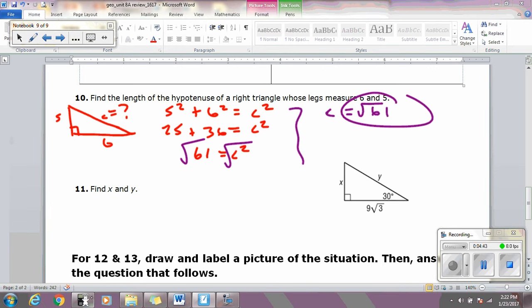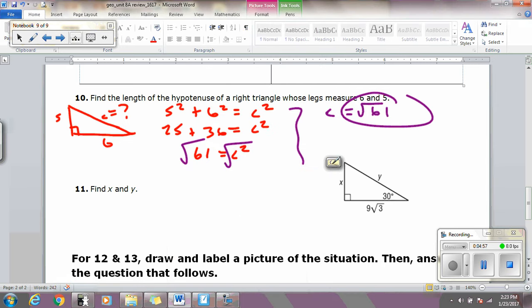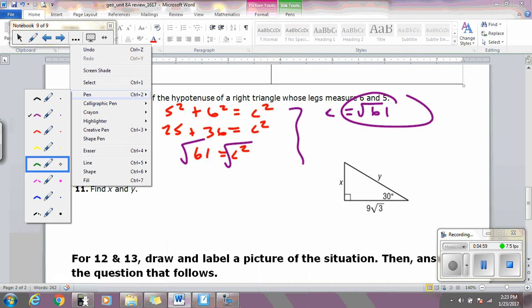And now let's approximate. You get 7.8 approximately.